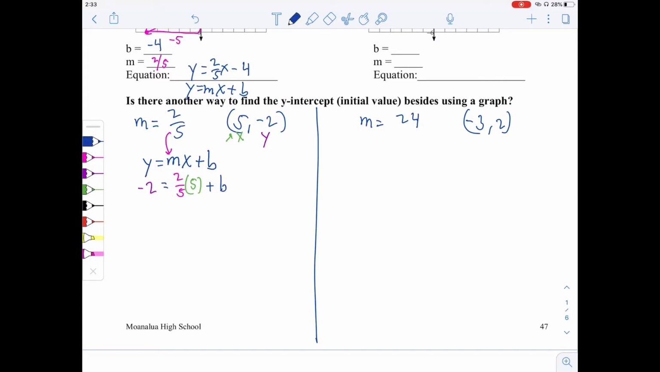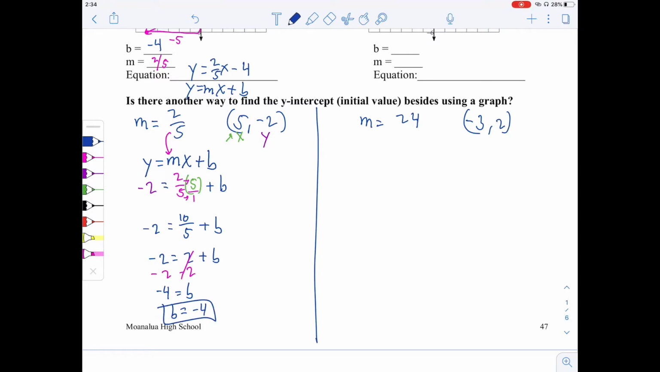Okay, so now we're going to try to solve for b. So we're going to multiply the fraction. Remember, when we're multiplying fractions, always put the whole number over 1 and multiply across. Right, so 2 times 5 gives us 10. 5 times 1, 5. And we bring everything down. And then 10 divided by 5 is 2, plus b. And then we can solve for b. So subtract 2 from both sides. And we get -4 equals b. We flip that around, b equals -4.